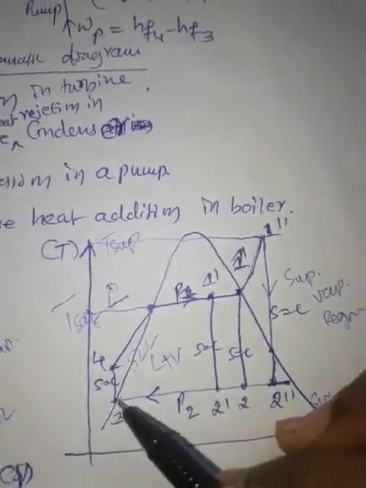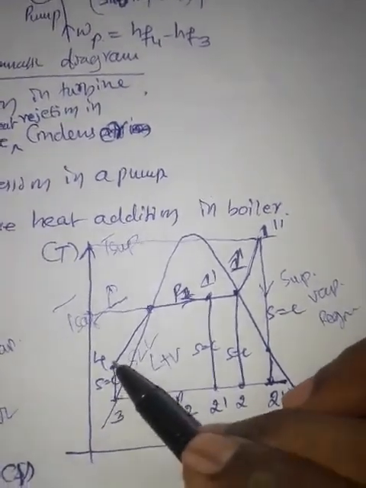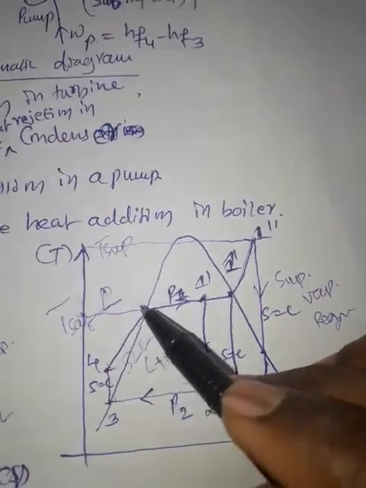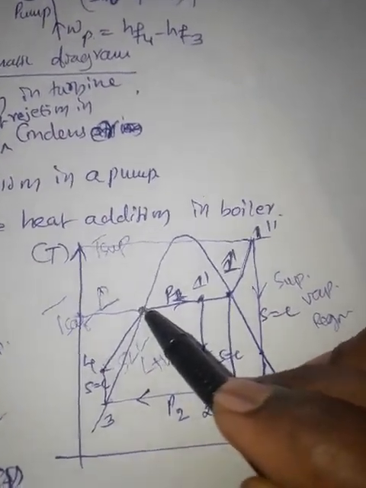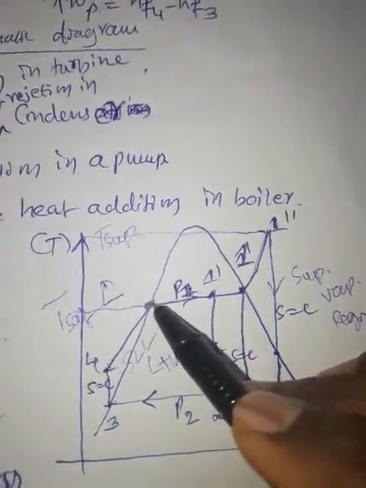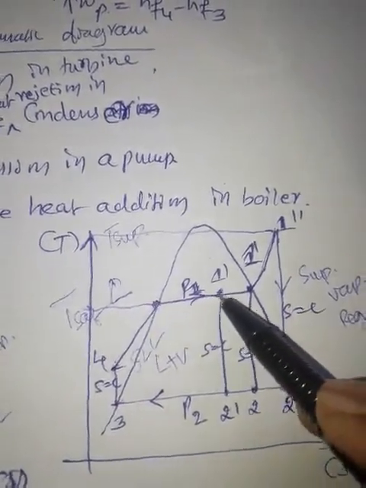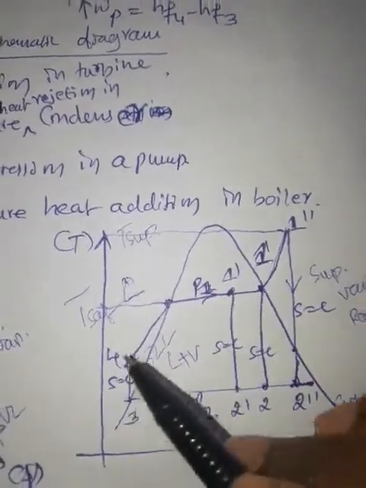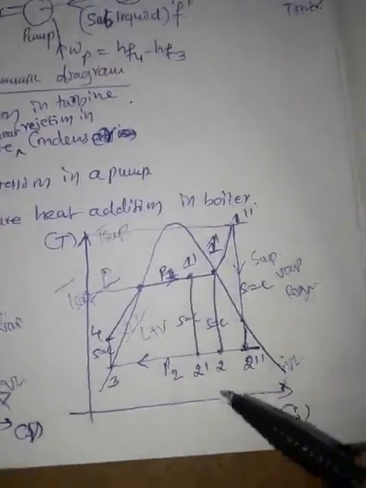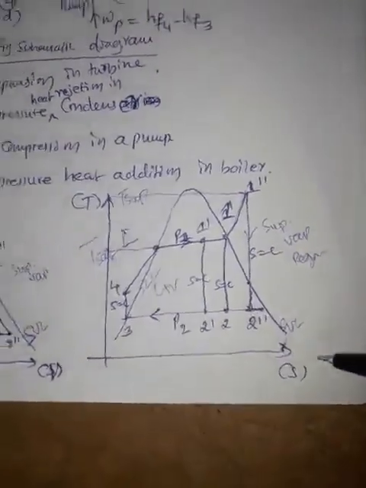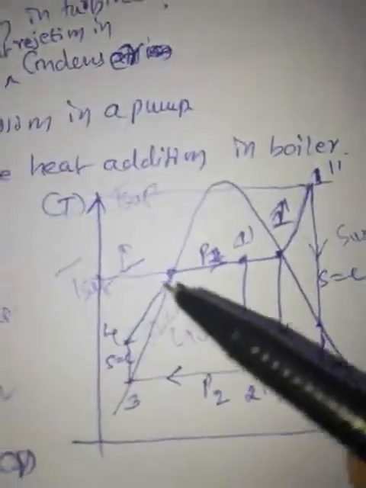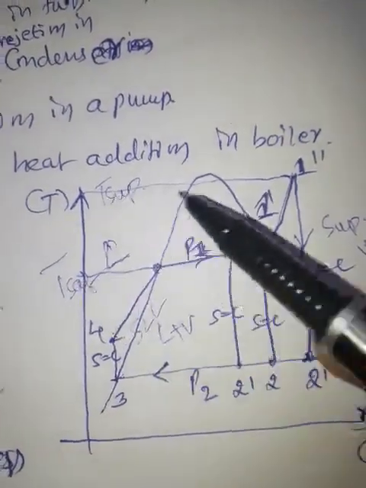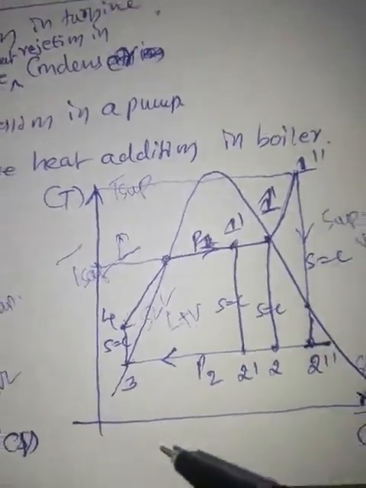2 to 3 it will undergo condensation. 3 to 4 is the pumping process. Then from 4 till saturation temperature there is an increase in temperature, but it is saturated liquid only. From here vaporization happens till 1. So this is the TS diagram. This is all about the TS diagram. Remember that this is the saturation temperature, and here it is the superheat temperature.